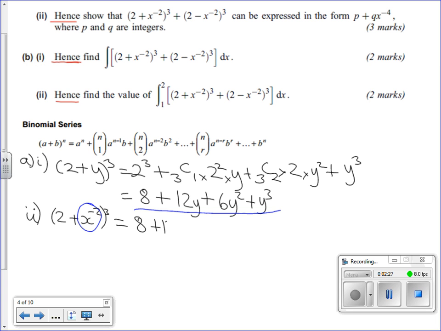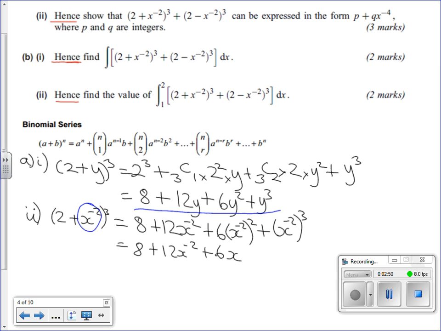So that's 8 plus 12, here we've got a y, so that's x to the minus 2. Now we've got a y squared, now y is x to the minus 2, so that's all squared, plus x to the minus 2 all cubed. So that's going to give me 8 plus 12x to the minus 2 plus 6x, using our rules of indices, that's a minus 4, plus x to the minus 6.